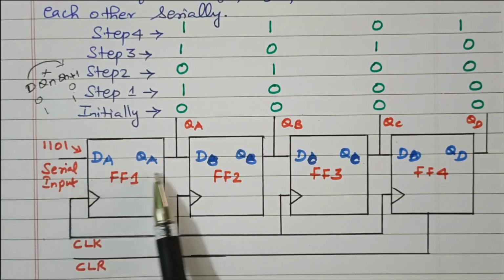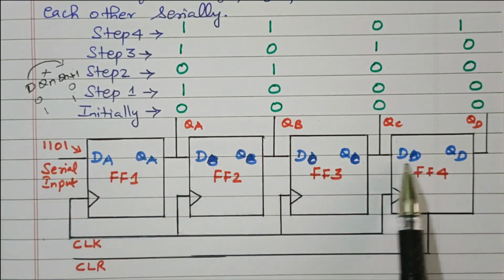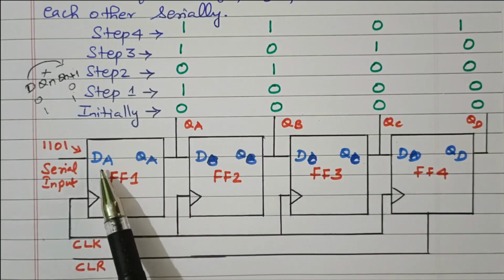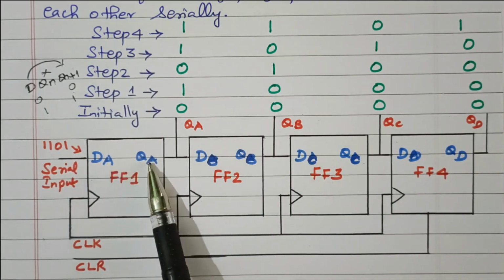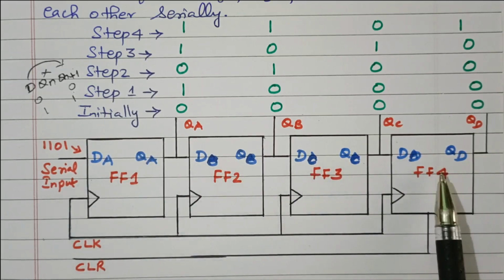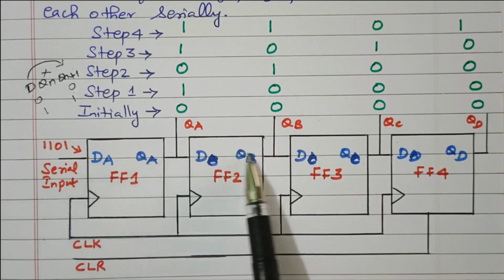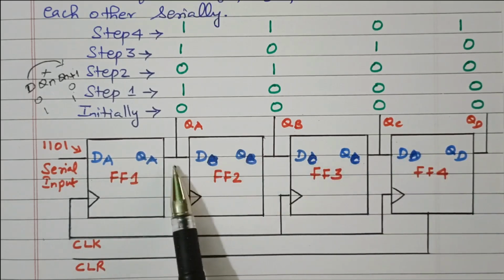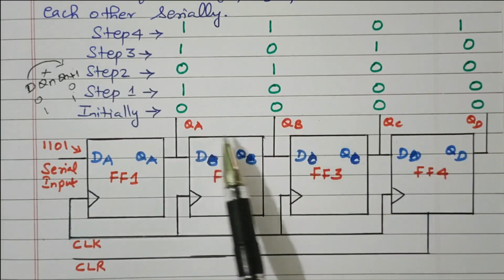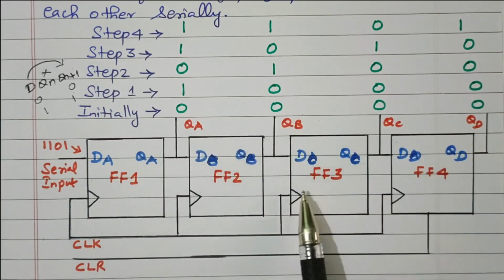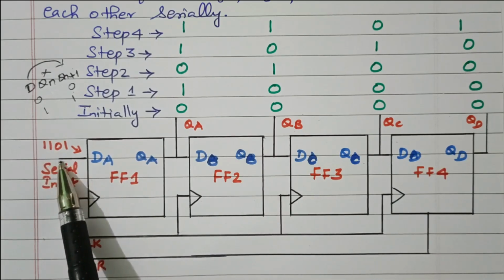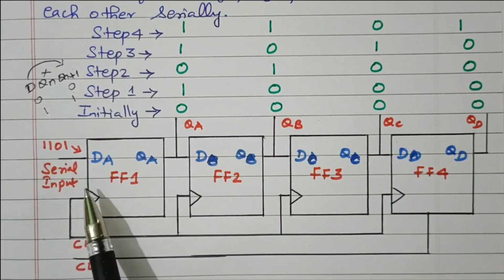Based on that, we construct the register using 4 flip-flops: flip-flop 1, 2, 3 and 4, termed A, B, C and D, with DA, QA, DB, QB, DC, QC, DD and QD. The input is given serially, bit by bit, and the output is taken in parallel: QA, QB, QC, QD. The data we need to transfer is 1101.